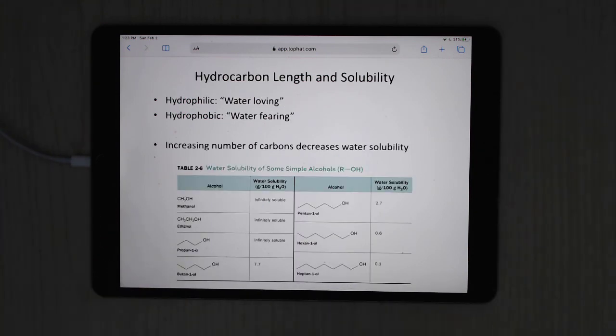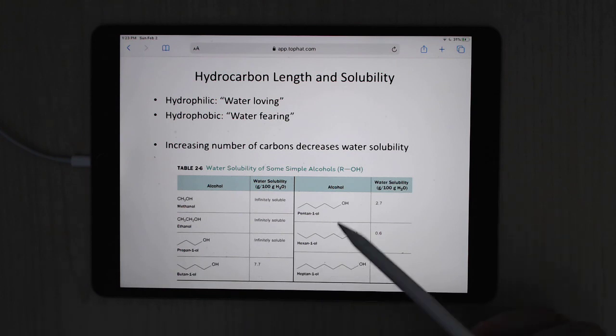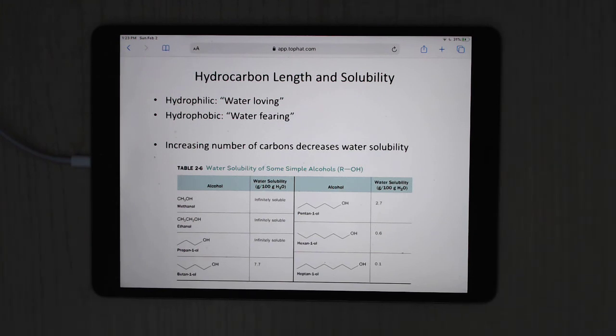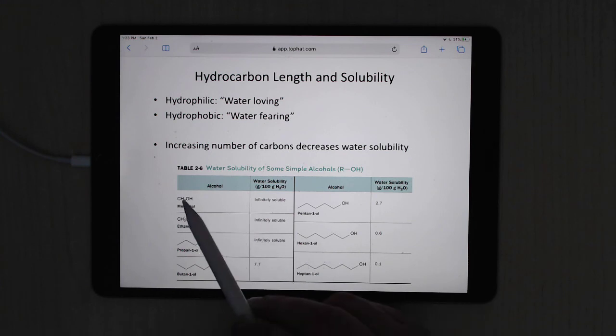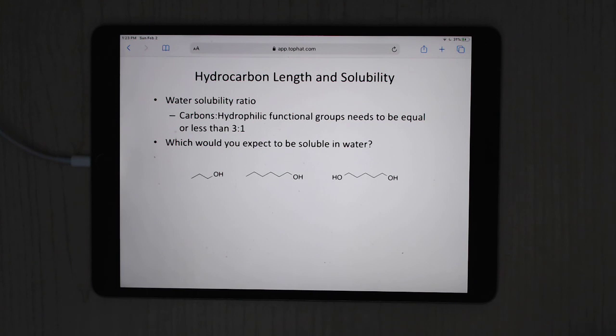Hydrogen-carbon length does affect solubility. As you get more carbon on here, the induced dipoles, the London dispersion forces, become increasingly important. You can see this: as you add carbon, it becomes less and less likely to dissolve, and it crosses over. If you look at the number of carbons versus hydrophilic groups, if it's 3 to 1 or less, then it's probably going to be soluble in water. But if it's higher than that, then probably not.